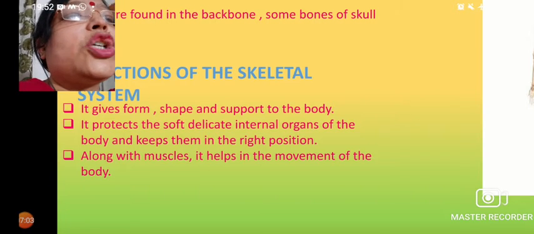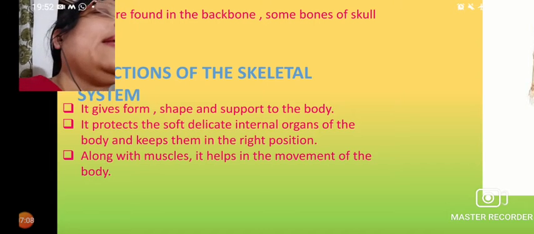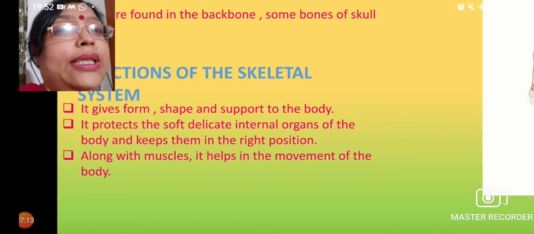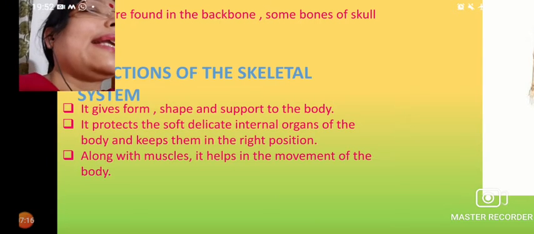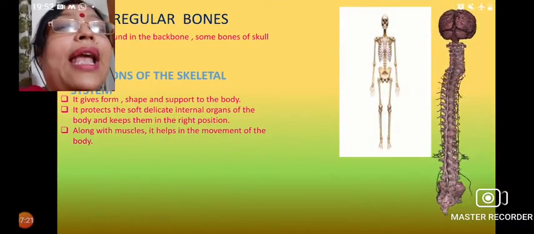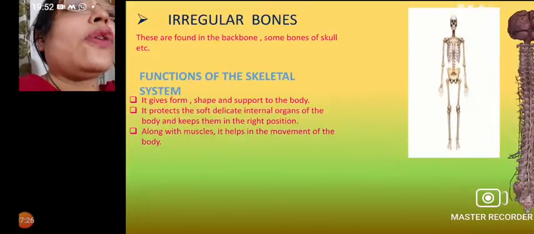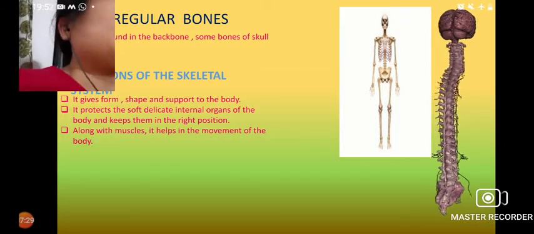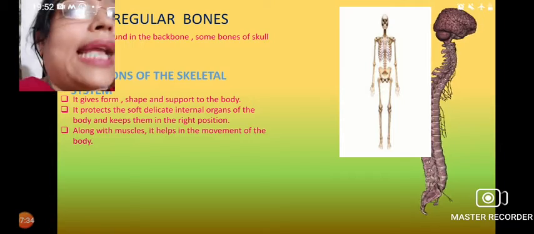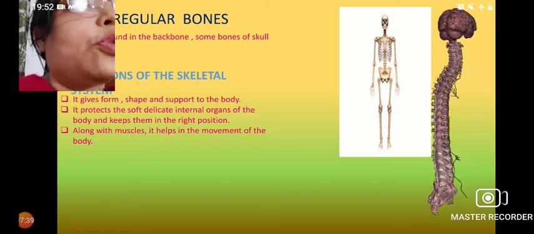Number two, it protects the soft, delicate internal organs of the body and keeps them in the right position. All the organs have to be in the right position, so the skeletal system protects the soft internal parts of the body. And along with the muscles, it also helps in the movement of the body. Due to the muscular movement, we can say the skeletal system of our body helps the body to move.